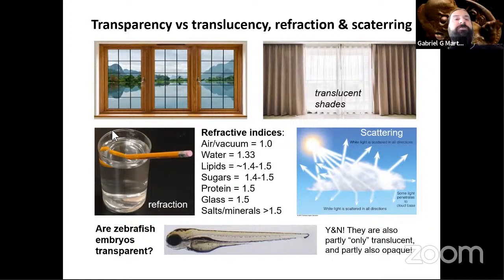We call this phenomenon refraction, and you see it represented here by this pencil, which looks like it's broken when light coming from this side of the pencil goes through the water and then has to go through air before reaching our eyes. What's happening here is that as light goes through air and vacuum, it travels on a straight path. But if it encounters, for example, water, it bends like 33% towards one side. If it then finds lipids, it bends even more. If it finds sugars, it continues bending more. If it goes through protein, it bends even more, as much as 50%.